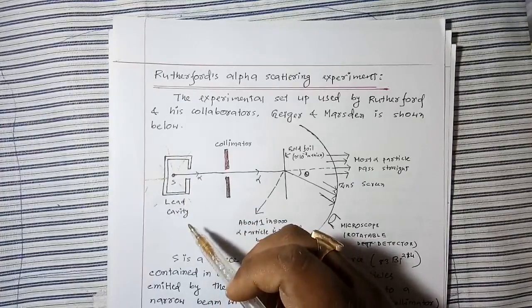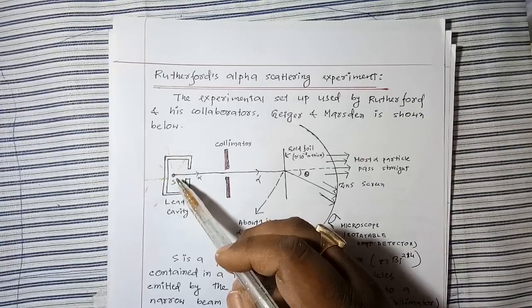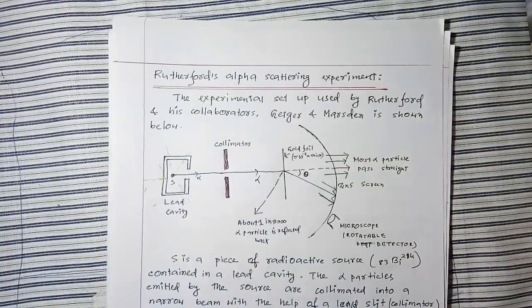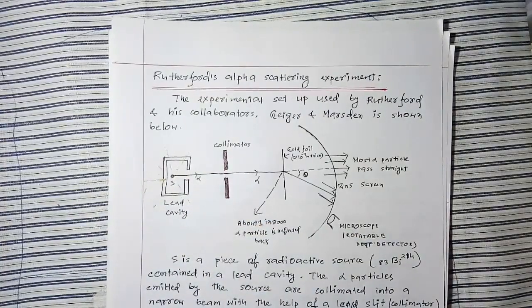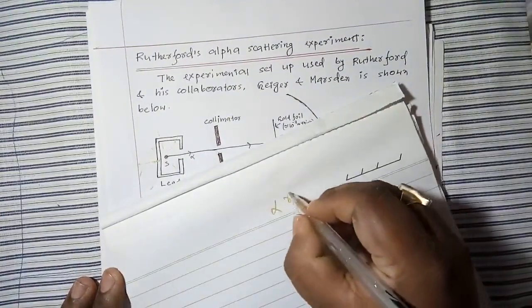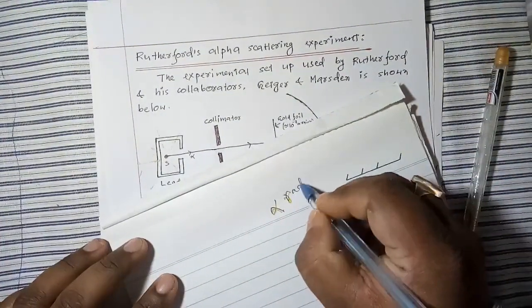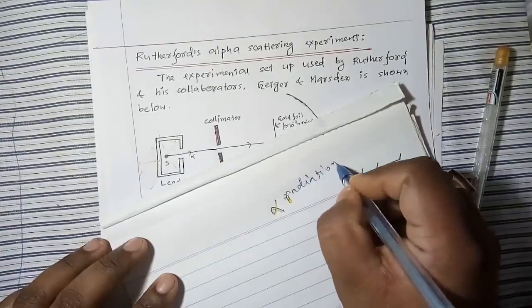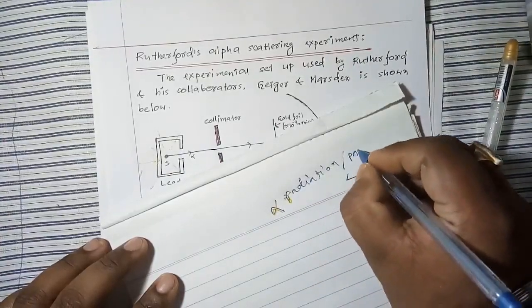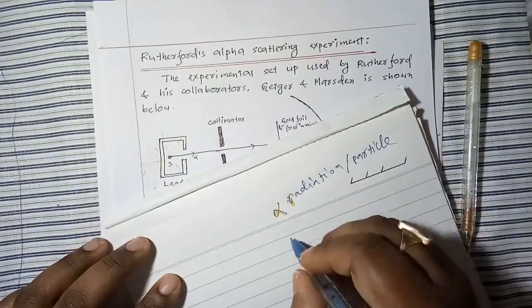Why lead? Because it has a very high absorbing power. It can absorb the radiation emitted by the radioactive source, right? Now what kind of radioactive source is used here? It is bismuth. And what kind of radiation will the bismuth emit? It is called alpha radiation, or alpha particle.